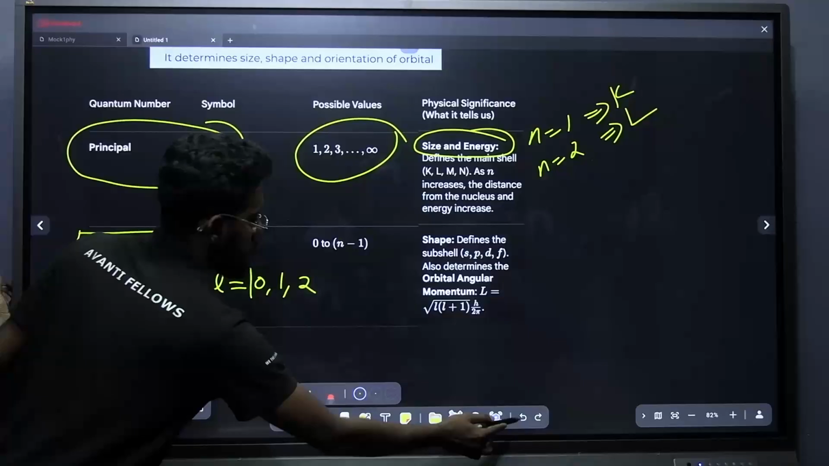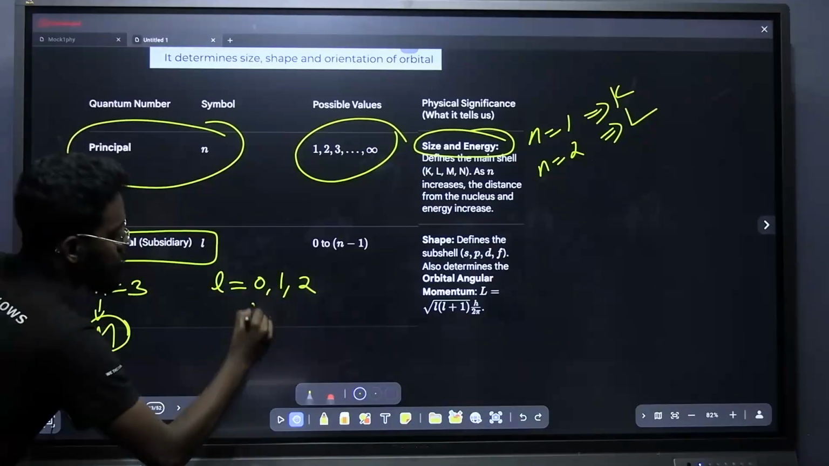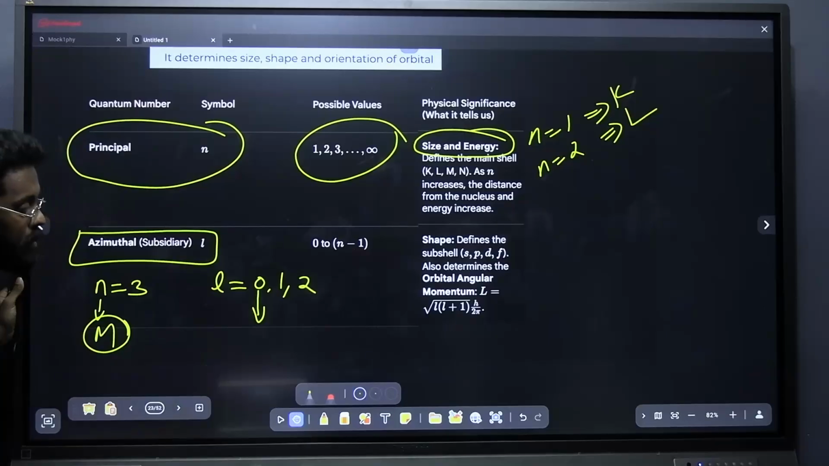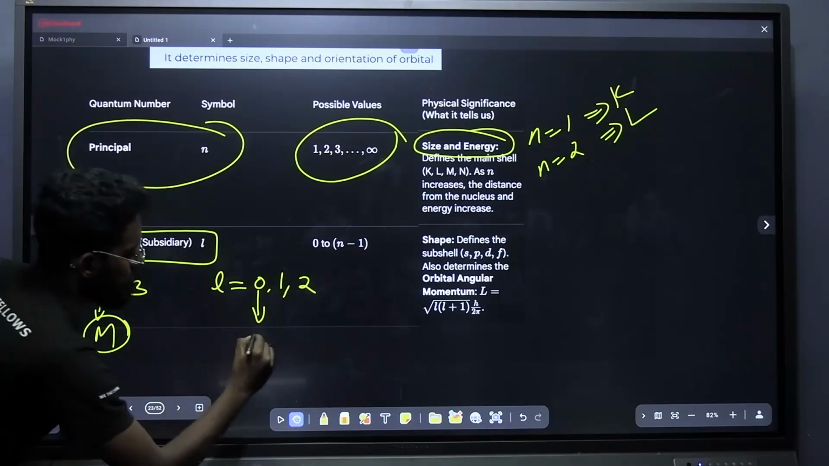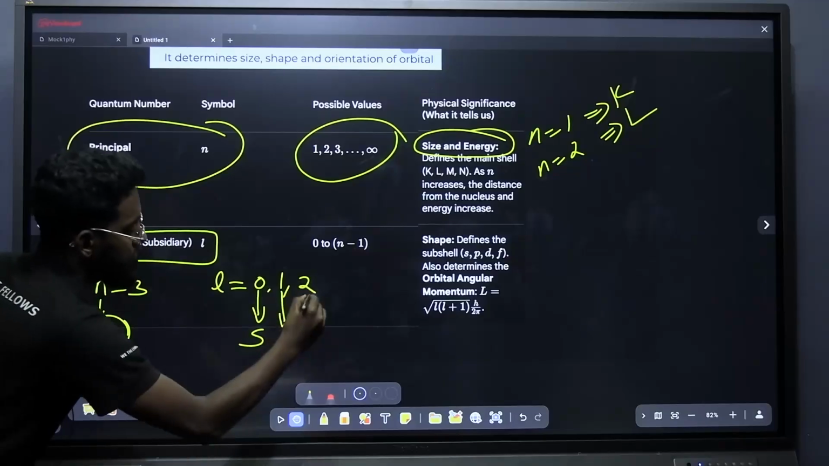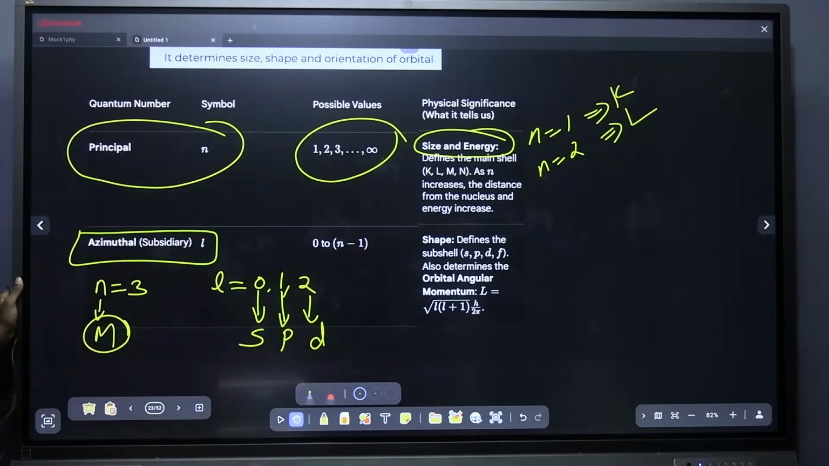What is the name of the first state? Each azimuthal quantum number represents a subshell. For 0 it is the s subshell. For 1 it is the p subshell. For 2 it is the d subshell. Got it? This is the relation between the principal quantum number and the azimuthal quantum number.